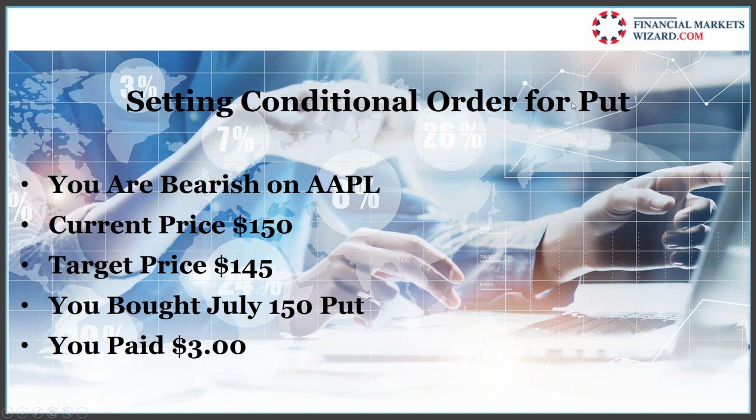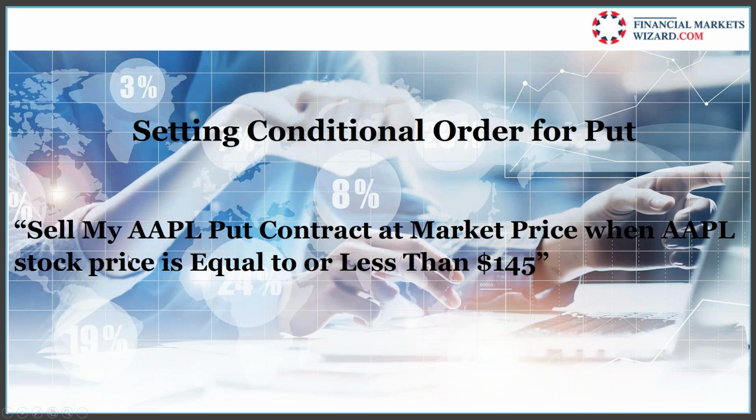So now setting a conditional order for puts. You're bearish on Apple now. Again, the current price is 150 and the target price is 145. Before, on the bullish side, the target was 150. So you bought a July 150 put and you paid $3, right? So how will you set the conditional order?